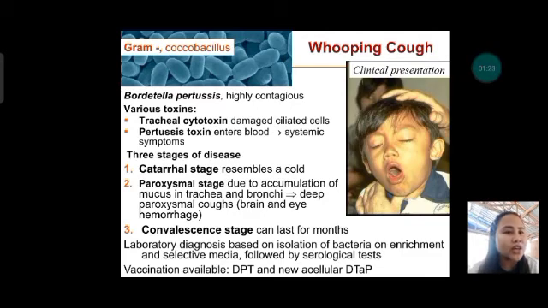The first stage is the catarrhal stage, which resembles a cold. Second is the paroxysmal stage, due to accumulation of mucus in the trachea and bronchi, and proceeding into deep paroxysmal coughs, which can cause brain and eye hemorrhage. The last stage is the convalescent stage that can last for months. Laboratory diagnosis is based on isolation of the bacteria on enrichment and selective media, followed by a serological test. Vaccination is available, which is the DPT and the new acellular DTaP.